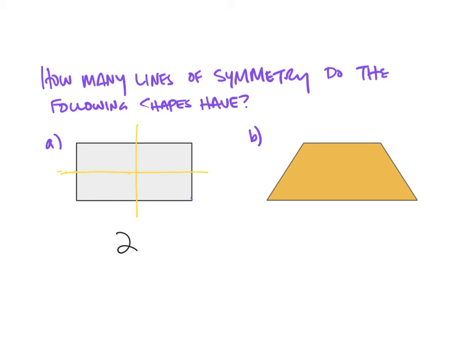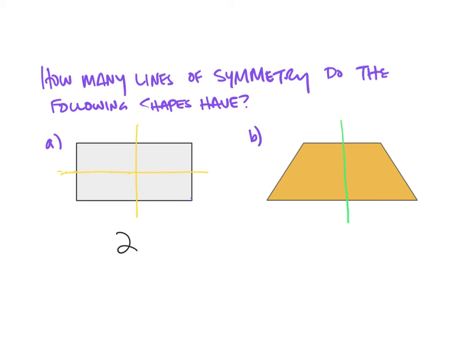How about my trapezoid over here? How many lines of symmetry do you think that has? Well, I do notice that if I were to fold it along this vertical line here, it seems like the two sides would match up. I don't think if I folded it along that line, that would work. Those don't seem like they would want to match up.